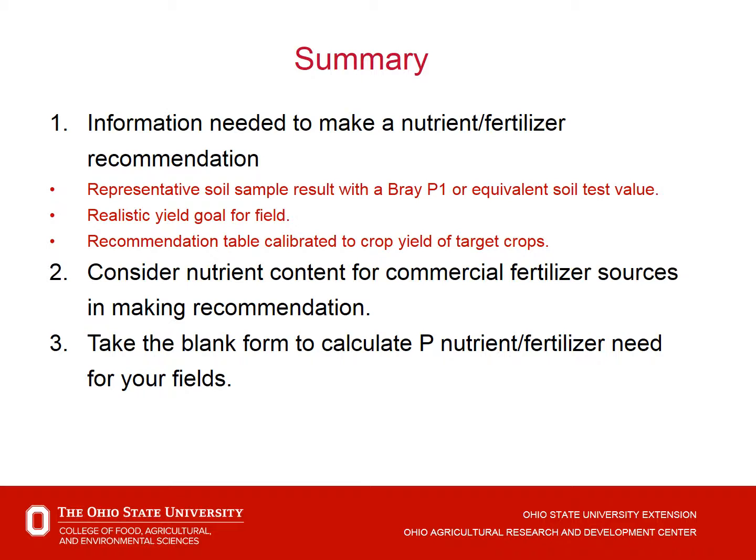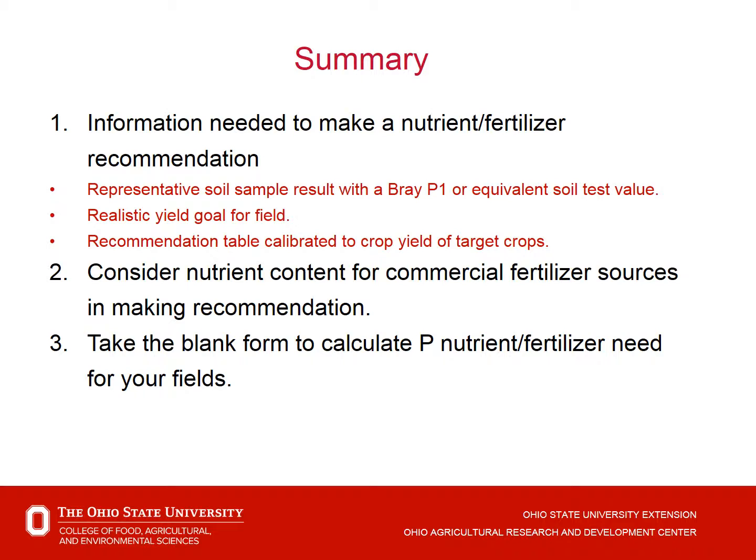So in summary, that's the process that we go through in making a nutrient recommendation to come up with the pounds of P2O5 needed, and then coming up with the fertilizer recommendation based off the source of nutrient that we have. Once again, for the recommendation part, we do need to have a representative soil sample with results that have a Bray P1 or equivalent soil test value to it. We need to have a realistic yield goal for the field, and then we need to work with that recommendation table that is calibrated to the soil test level and crop yields of our target crop.